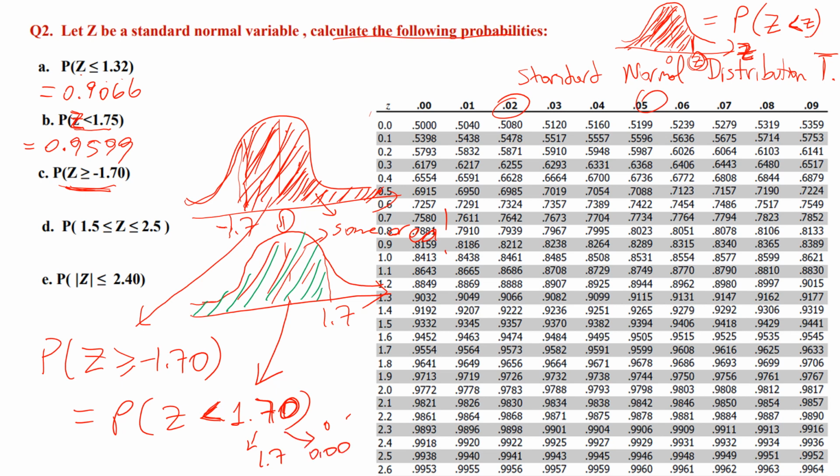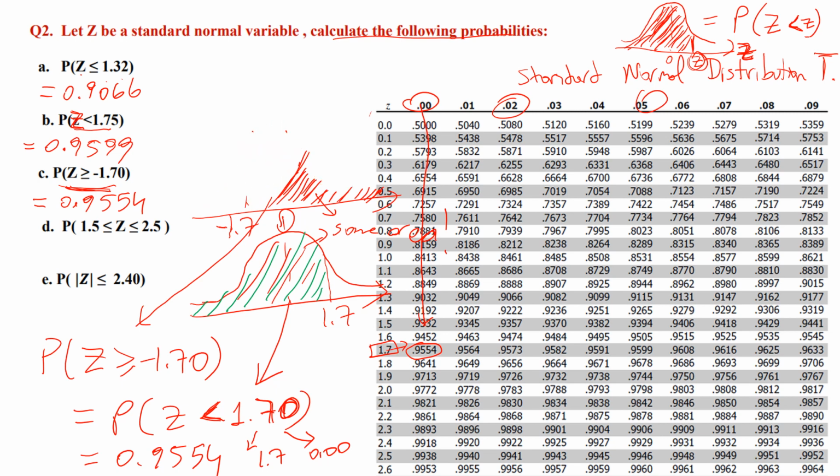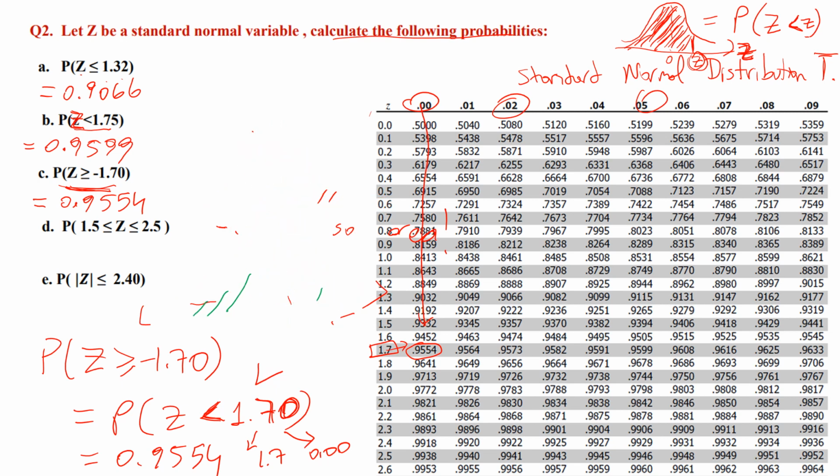Now this corresponds to 1.7. Where is it? 1.7 is here, 0 is here. So then we end up with 0.9554. So the answer is equal to 0.9554. This is one way of solving the questions without using the negative table.